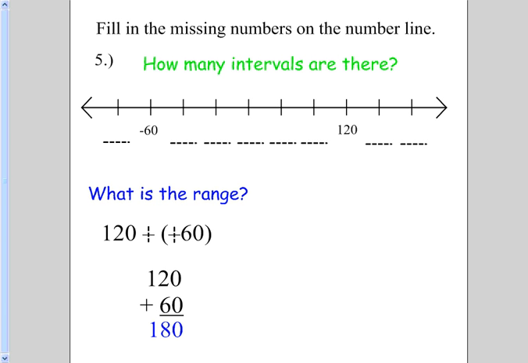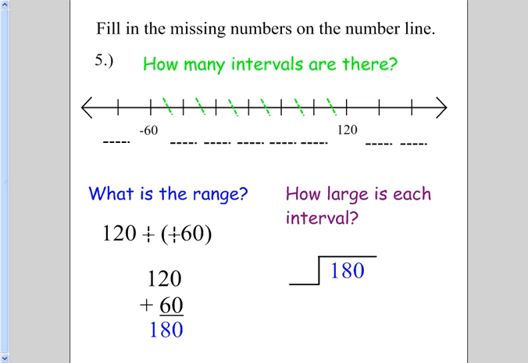And now, how many intervals are there? That's what we need to find out next. 1, 2, 3, 4, 5, 6 intervals. And now we have all the information that we need to be able to find out how large each one of those intervals is. If we take 180, the range, and we divide it by the number of intervals, in this case 6, then we can find out how big each interval is.